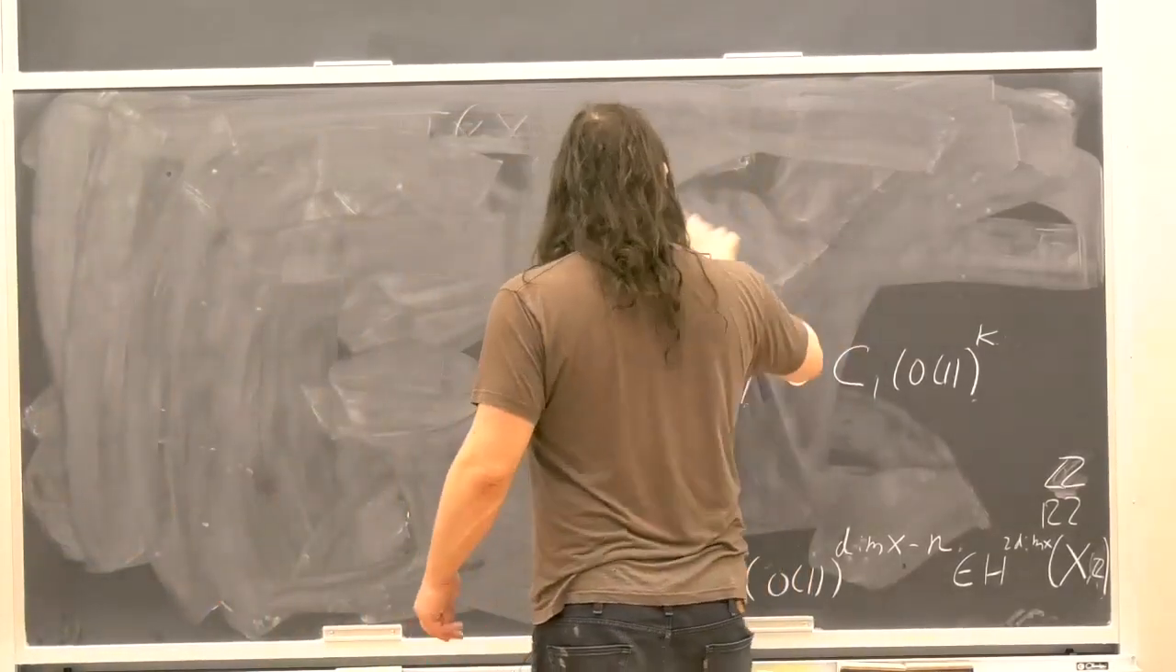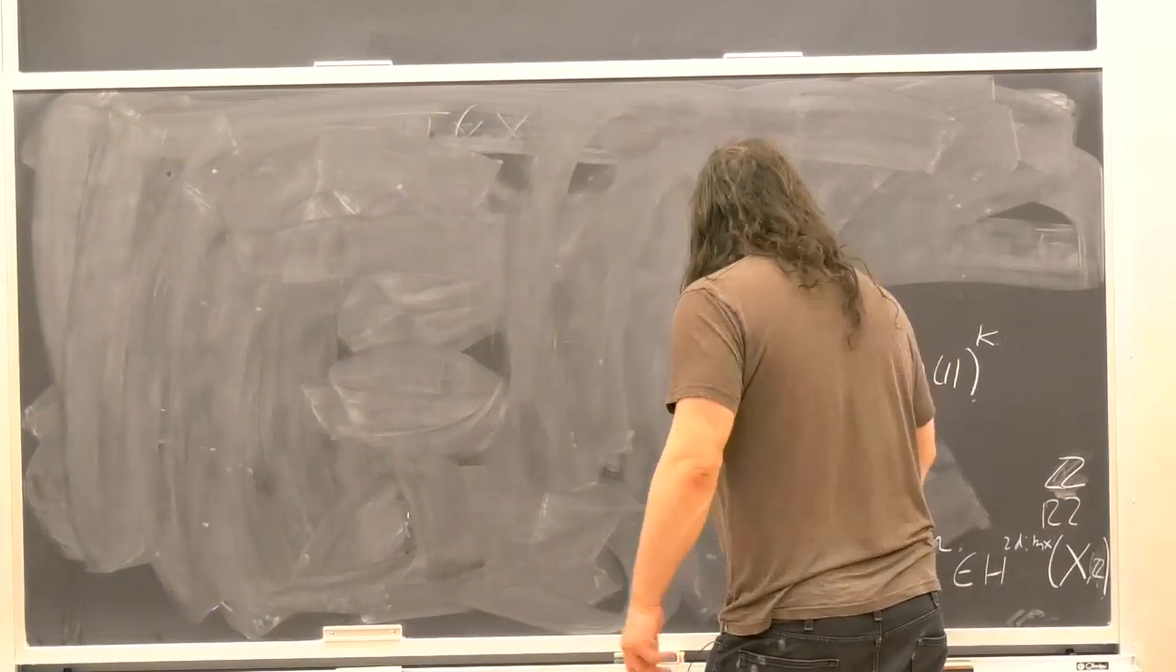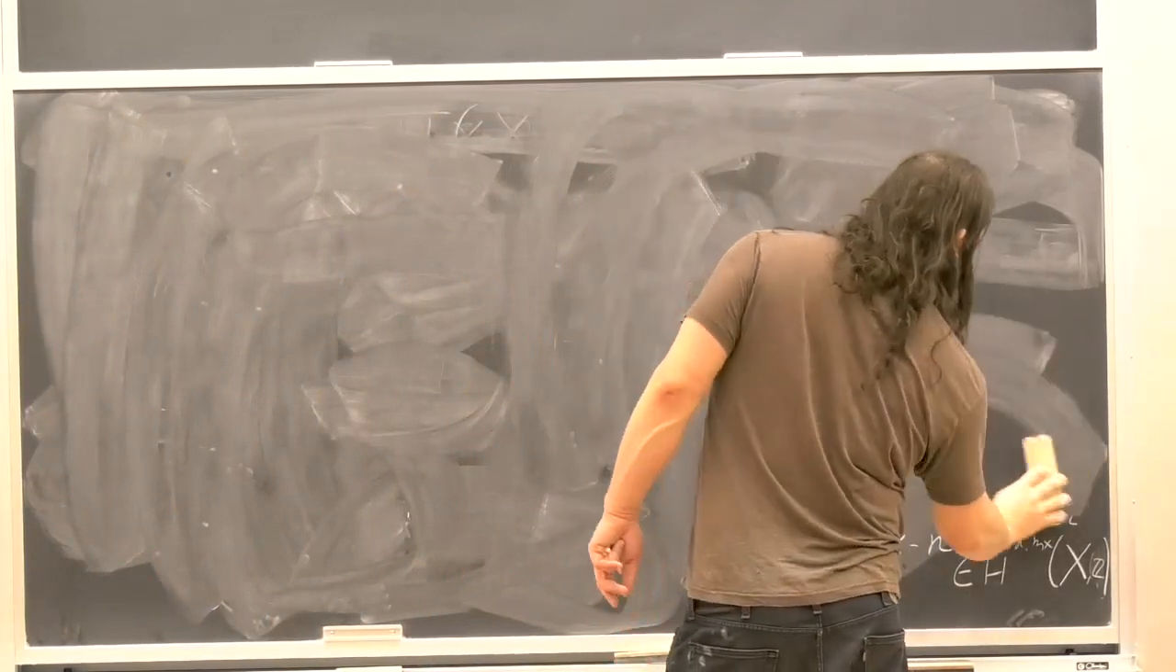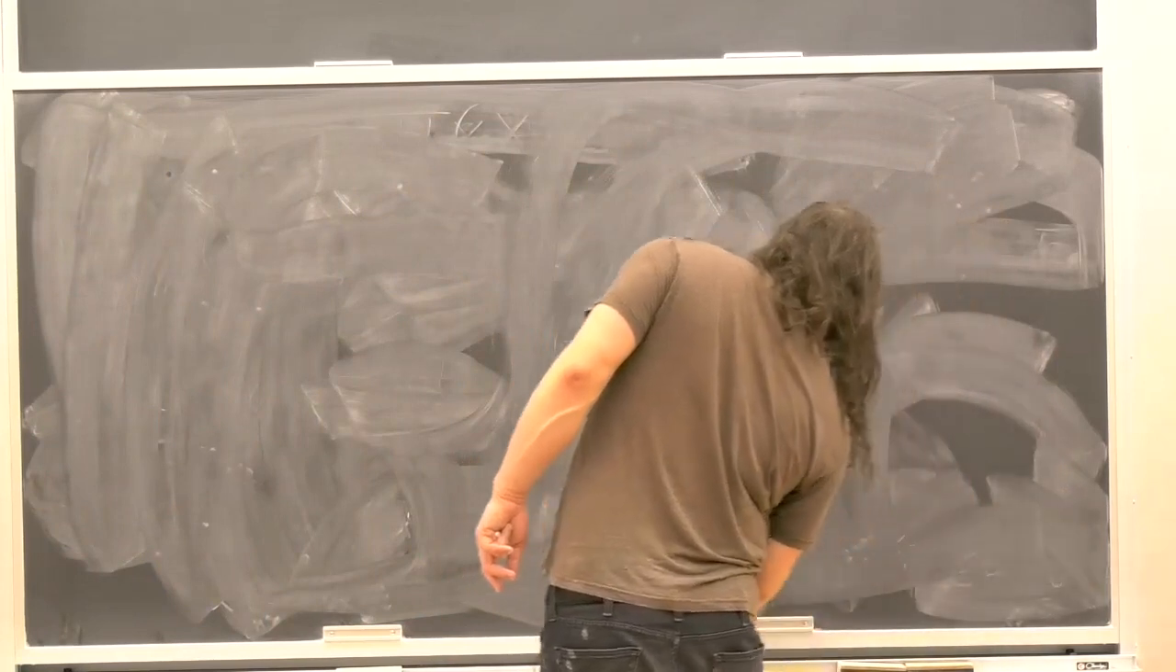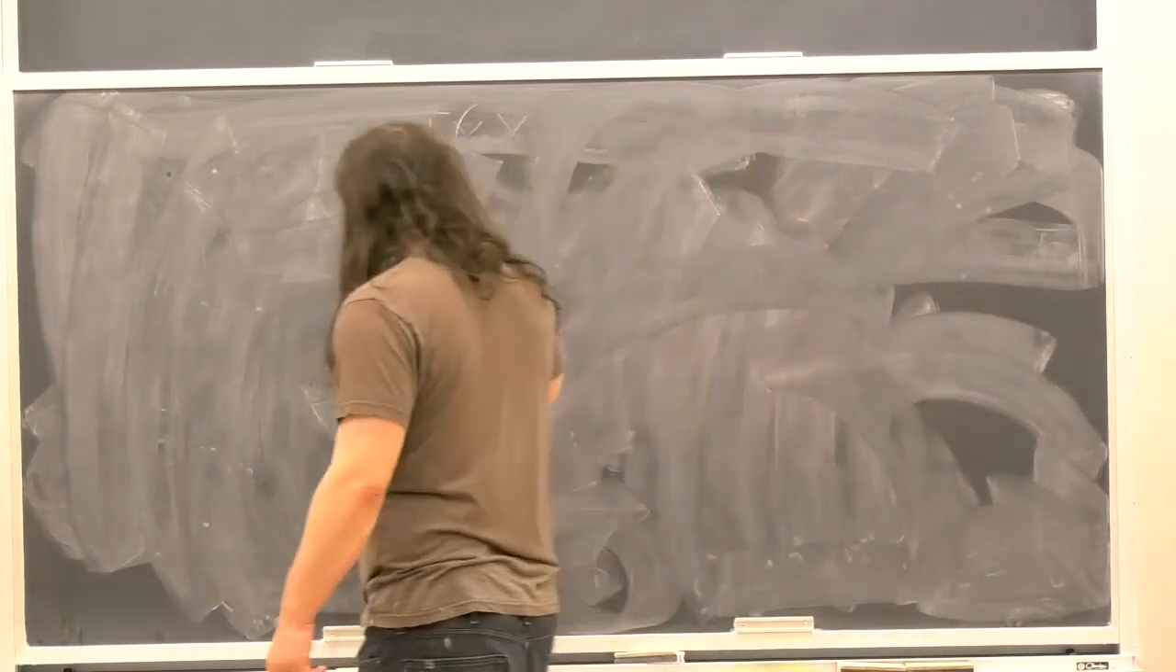So let's make this a little more formal. And we'll come back to the example of elliptic curves to ground ourselves and see what's happening concretely.